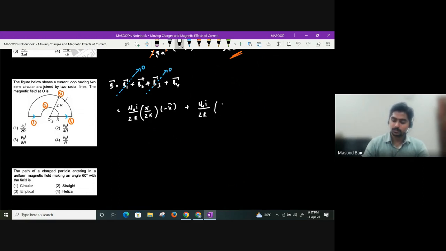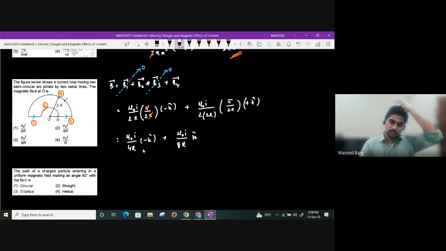Sorry, it is not 2r. What is the radius here? The radius is again 2r. It is subtending pi angle divided by 2 pi. But where is the magnetic field? Plus k cap. So you can just write it as pi, and pi will get cancelled. You will get mu naught I divided by 4r in minus k cap plus mu naught I divided by, how much will I get? 8r in k cap. You can see the magnetic field inward is more, guys, compared to outward. So overall, if I take the LCM, you will get mu naught I divided by 8r in the minus k cap direction.